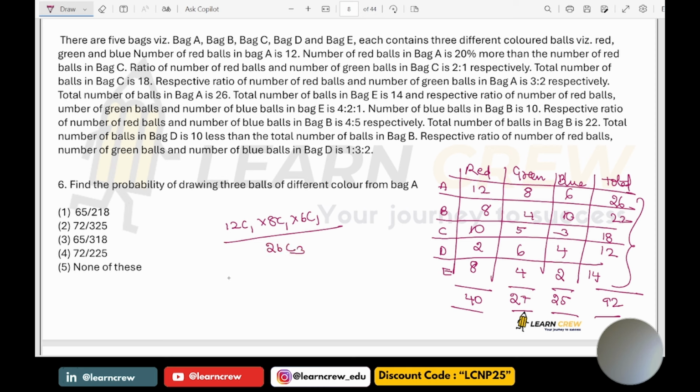26 out of that, 3 balls. So how much are you going to get here? If you simplify this, you will get 72/325. So the answer is 72/325, option 2.